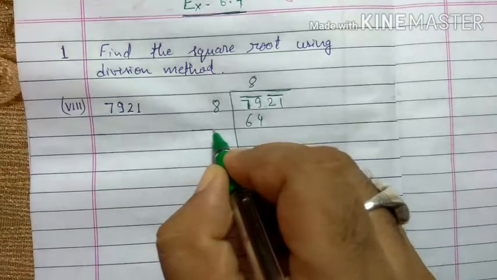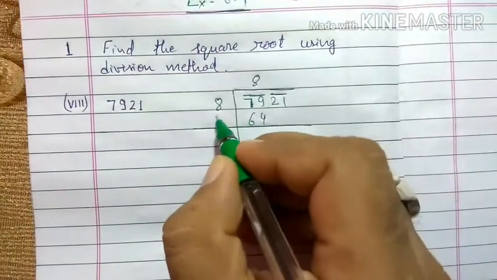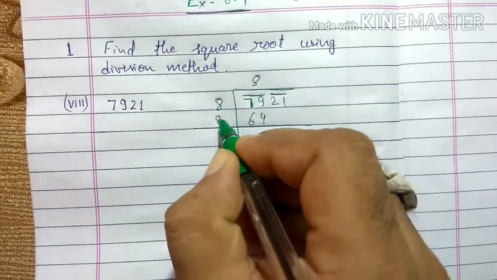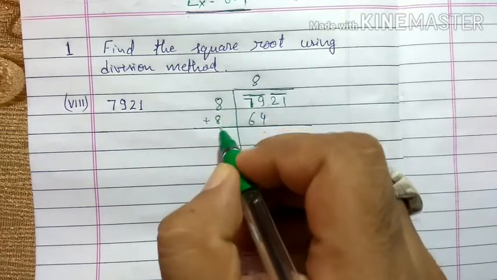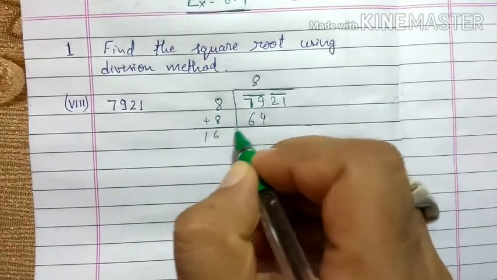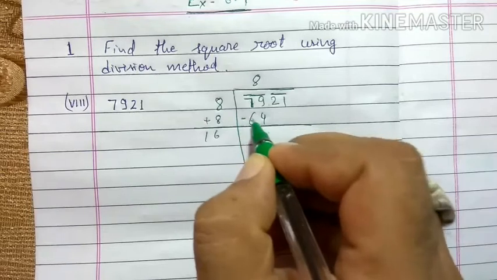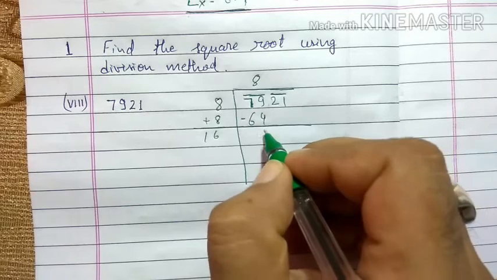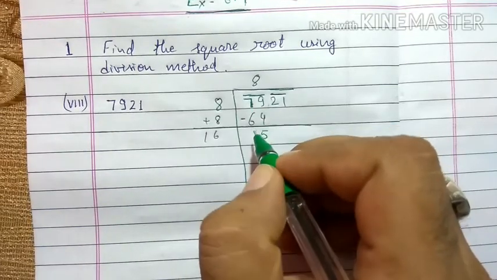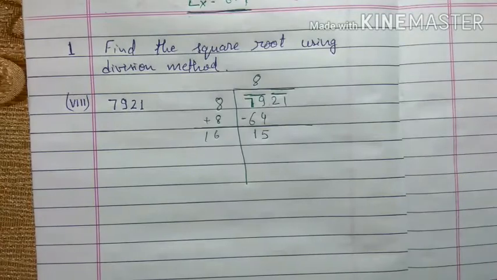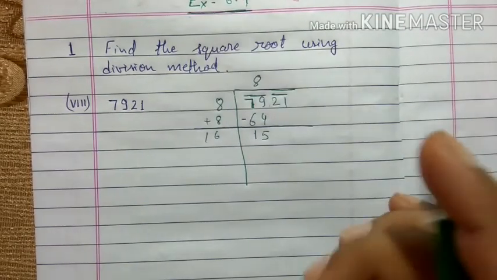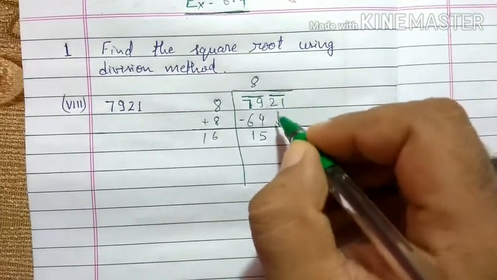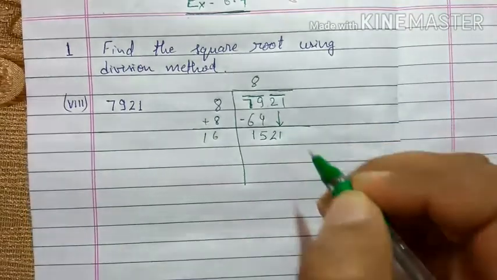Now we have to do the next step. Whatever digit we are using here, the same digit is written here and added to the first number. So 8 plus 8 is 16 we will get, and here we have to subtract in this bracket. So 79 minus 64: 9 minus 4 is 5 and 7 minus 6 is 1. The answer is 15. Then after that we will carry down this 21, this whole pair, and write over here 21.